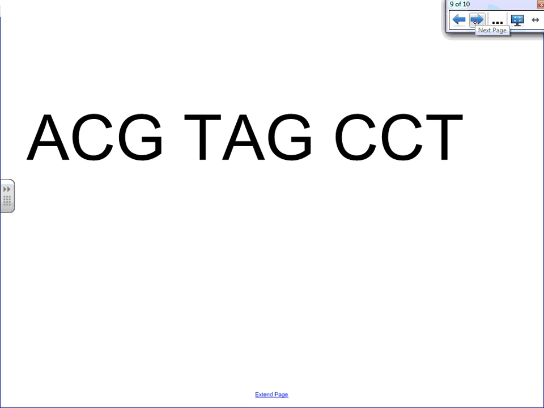All right, let's see if we can do it again. In this case, we have A, C, G: an adenine, a cytosine, and a guanine. Adenine always pairs with thymine, so we'd put a T here. Cytosine always pairs with guanine, so we'd put a G there. And guanine always pairs with cytosine, so we'd put a C there.